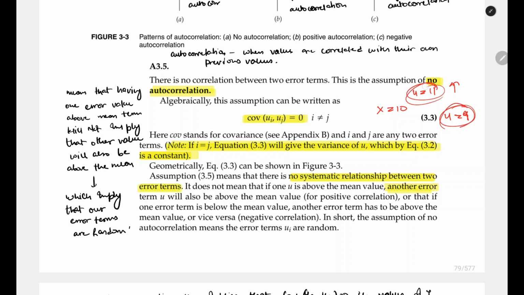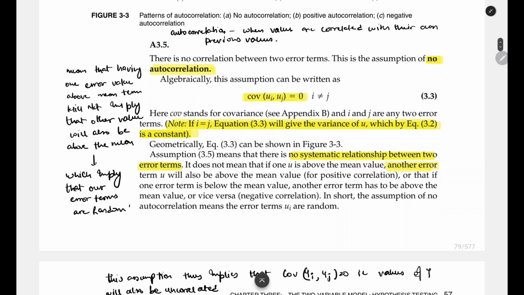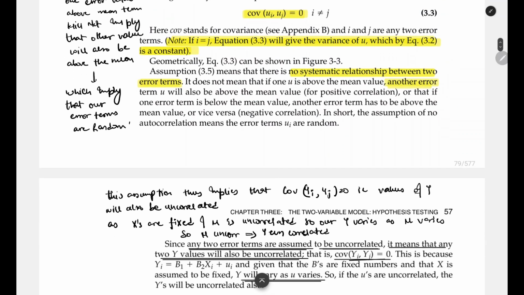This also implies that our error terms are random, because if there is an autocorrelation, our randomness is lost. Then our error terms are not random anymore. That is the reason why we assume that our error terms are not autocorrelated. Moving ahead, what it says is that there is no systematic relationship between one error term and another error term. That is what I have already said.